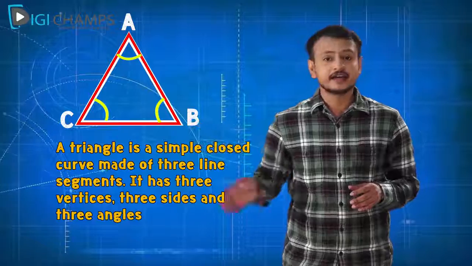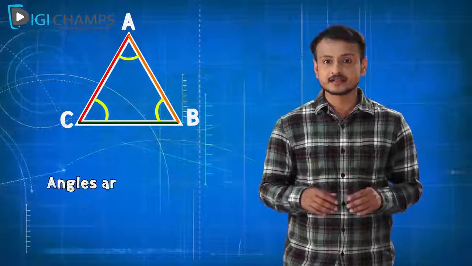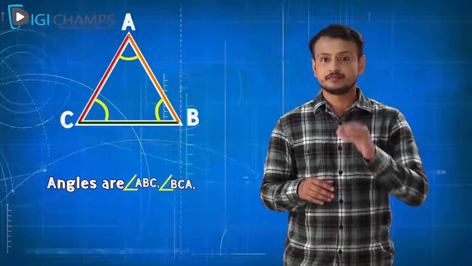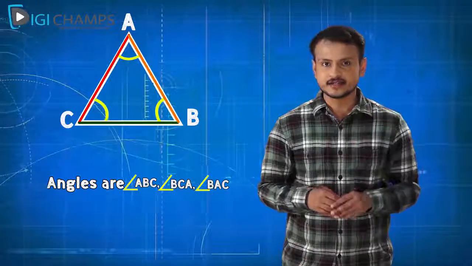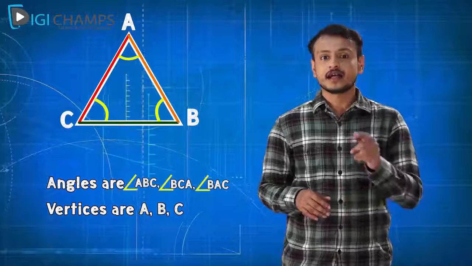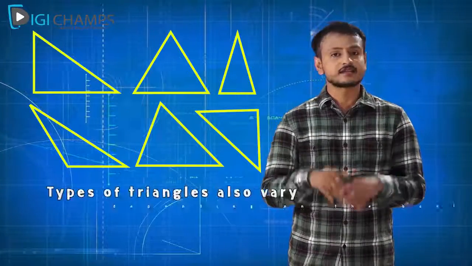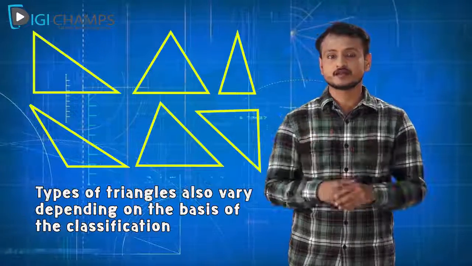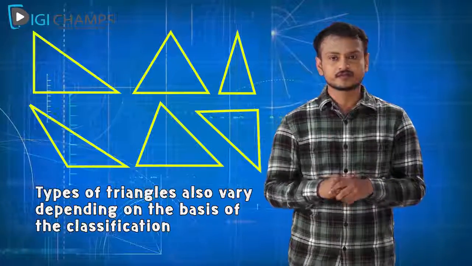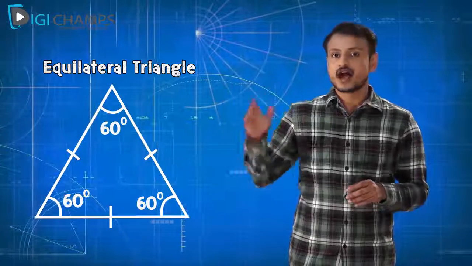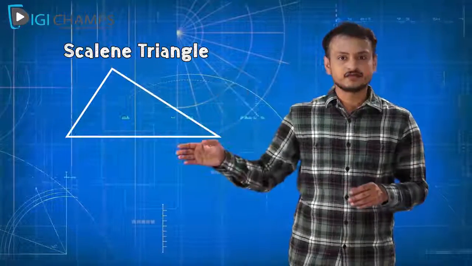Here is a triangle. It has sides AB, BC, CA and angles, angle ABC, angle BCA and angle BAC and vertices A, B, C. So now there are various types of triangles. Types of triangles also vary depending on the basis of classification. So first, let us talk about triangles based on their sides. So there are various types of triangle: equilateral triangle, isosceles triangle and scalene triangle.